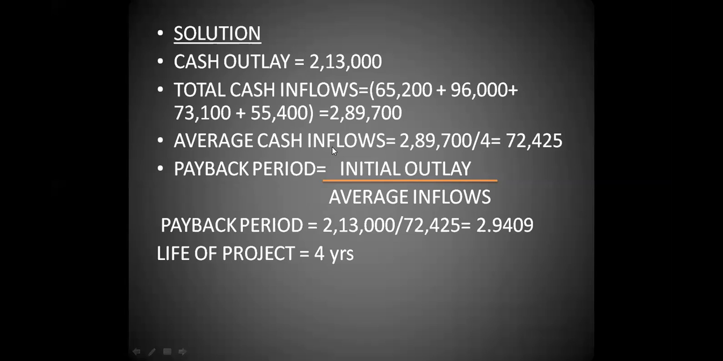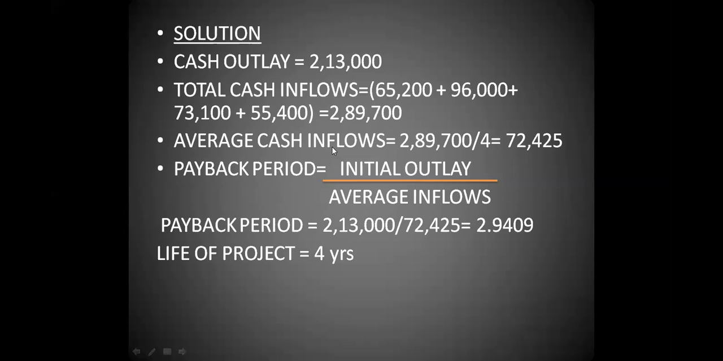Now we have to calculate the payback period. Payback period we have already done, which is one of the traditional techniques of capital budgeting, in which we simply divide the total cash outlay by the annual return. So here, initial outlay divided by average inflow. We have divided 2,13,000 by 72,425 and the payback period comes out to be 2.9409. Okay, we will take this value till 4 decimal places. Now the life of the project was 4 years. Okay, so this much is done.